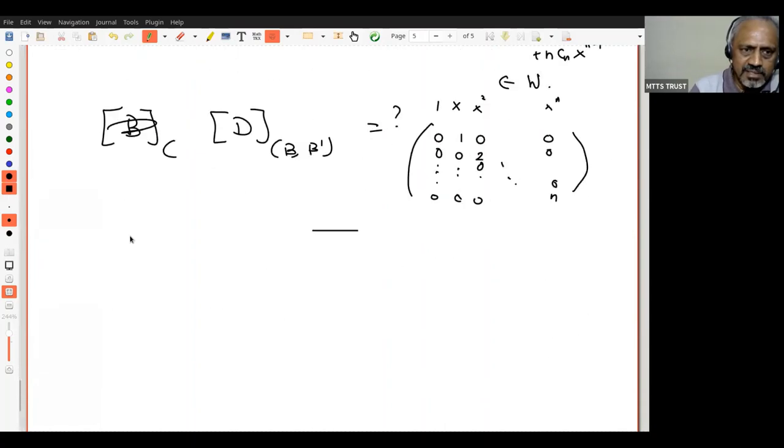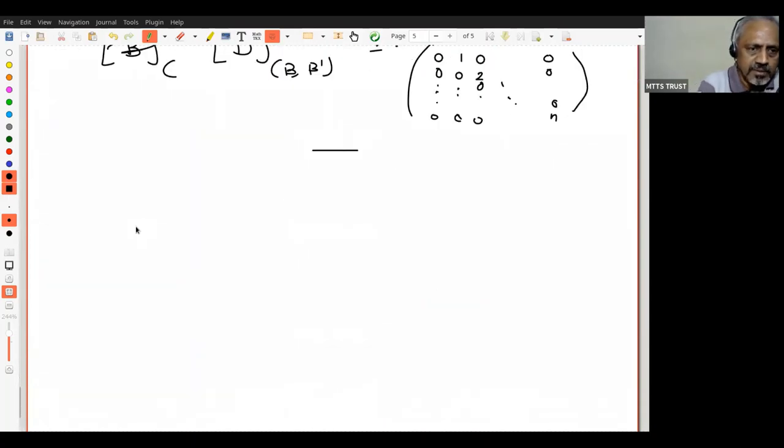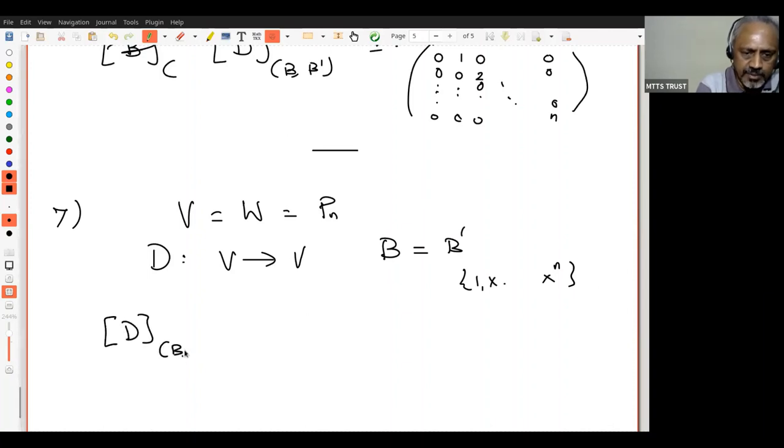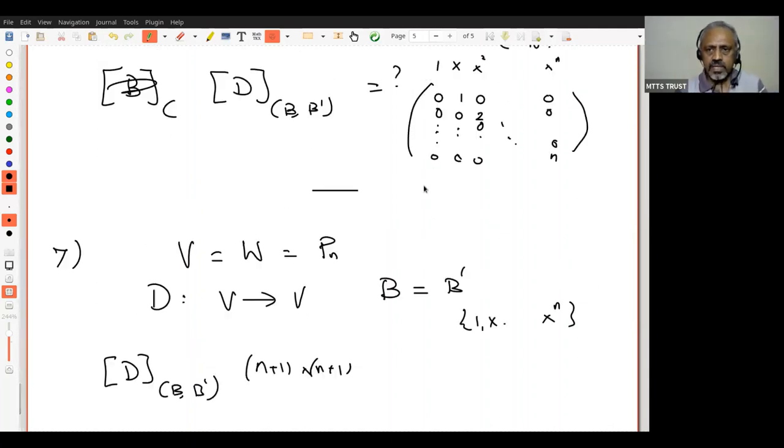Okay, but there is something very interesting. I will consider a new problem. Suppose, example 7, now V and W are both Pn. My linear map D is from V to V, right? And now the bases are the same for the domain and codomain, namely 1, x, up to x power n. Therefore, the matrix representation of D with respect to B, B dash will be an n plus 1 cross n plus 1 matrix.